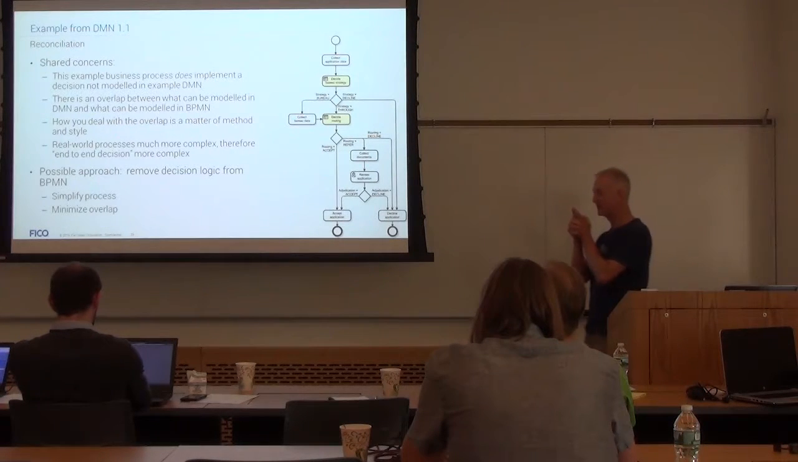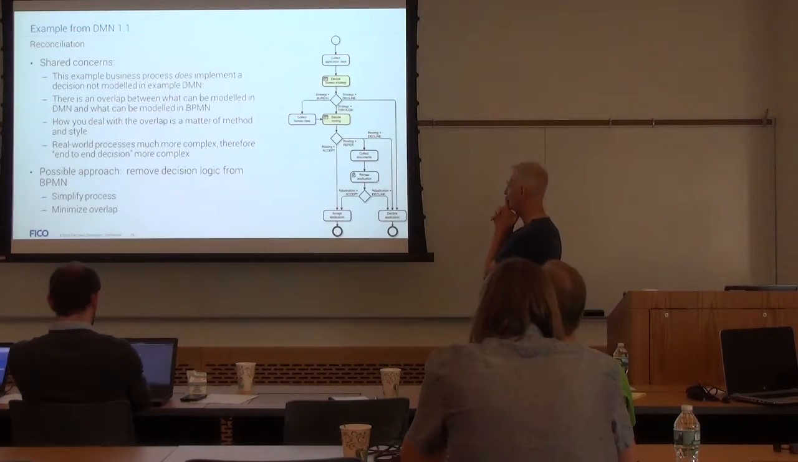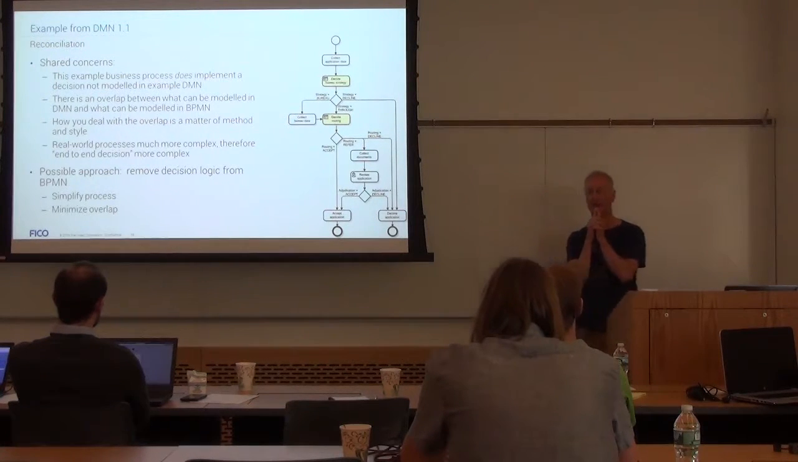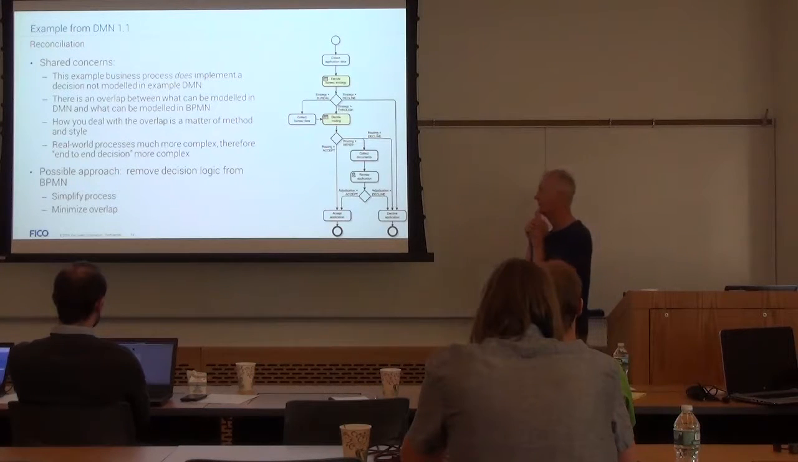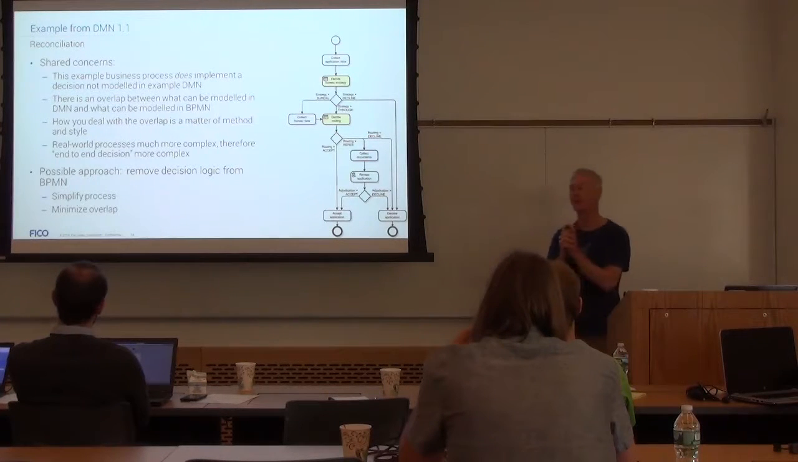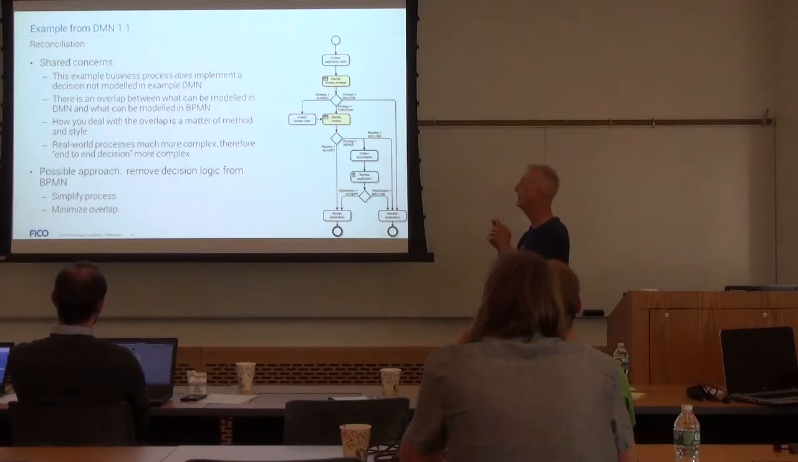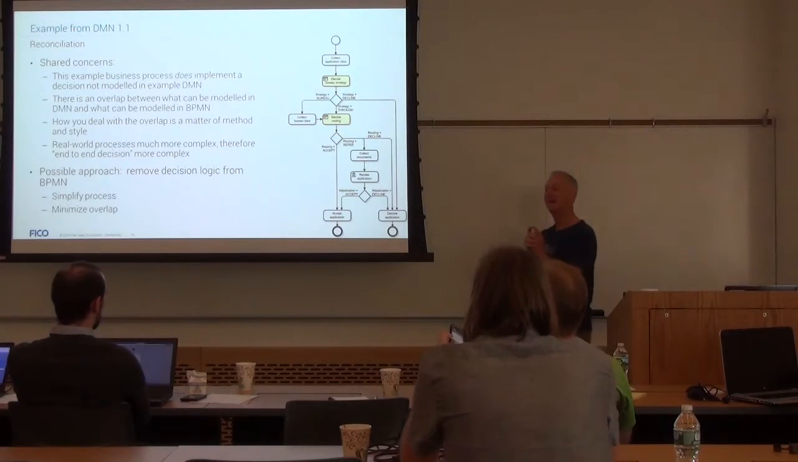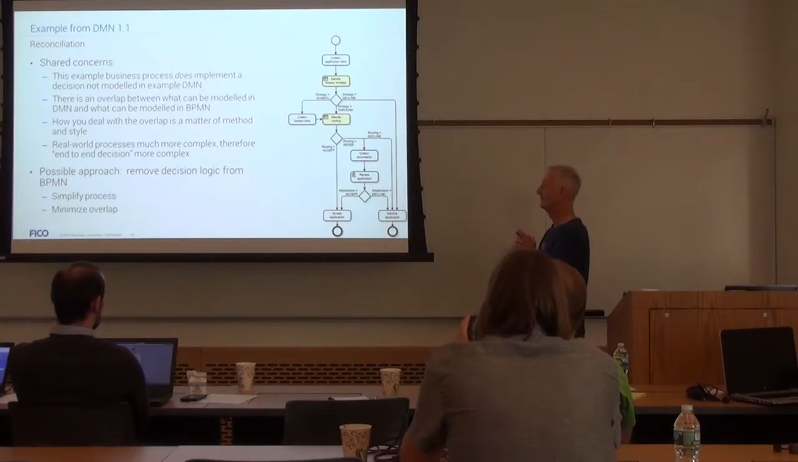I actually share a lot of these concerns. It is true that process does implement a decision which is not modelled in the DMN decision models. And it's true that there's overlap between what can be modelled in DMN and what you can model in BPMN. And it's also true that how you deal with that is a matter of method and style. Okay? So, this is not an insignificant concern.